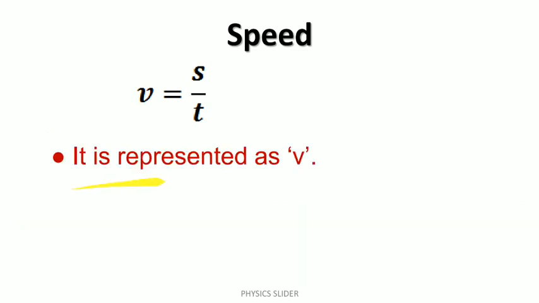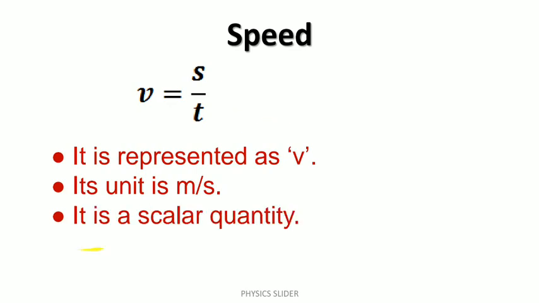The speed is represented as v. Its unit is meter per second. Meter for the distance, second for the time. And it is a scalar quantity because speed depends upon distance. That's why it is a scalar quantity.